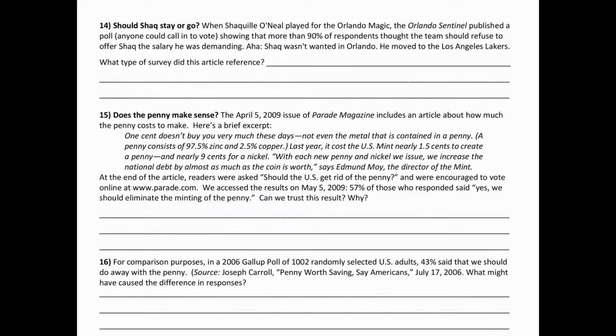The next page in the notes goes through a couple of examples identifying a situation as one of those 3. So number 14, when Shaquille O'Neal played for the Orlando Magic, the Orlando Sentinel published a poll, and anyone could call in to vote. And it showed that more than 90% of the respondents thought that the Magic should refuse the offer that Shaq was demanding, so he wanted more money.